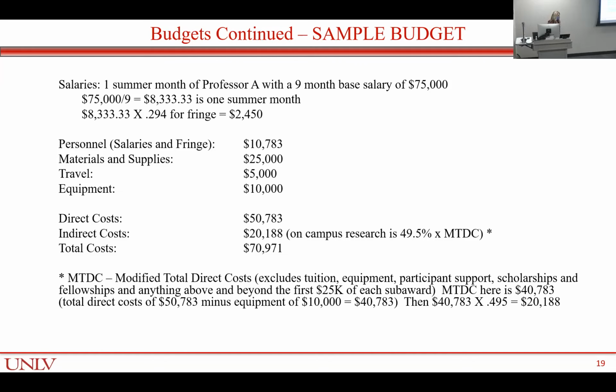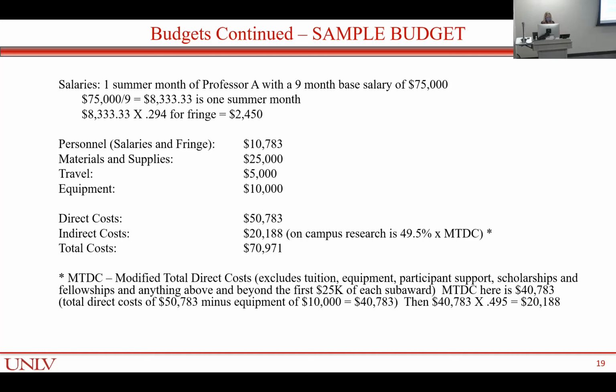The fringe tacked on to that is the 29.4. You need 25 grand in materials and supplies. You need 5,000 to go to a couple of conferences. You have one piece of equipment, like a big server, that's 10 grand that you want. Your total direct costs now are 50,783. Your indirect costs are assessed on everything above except equipment. That's what we call the modified total direct cost, which is what the indirect is calculated against. So that's where that 20,188 comes in. No indirect was charged at the 49.5 on that 10,000 line because equipment is exempt from that.